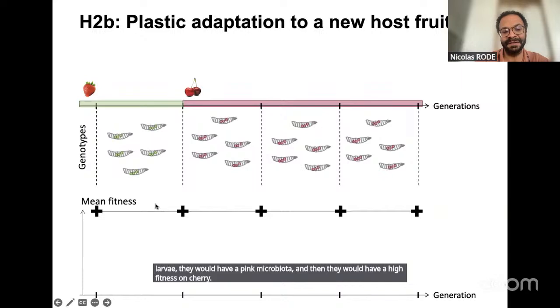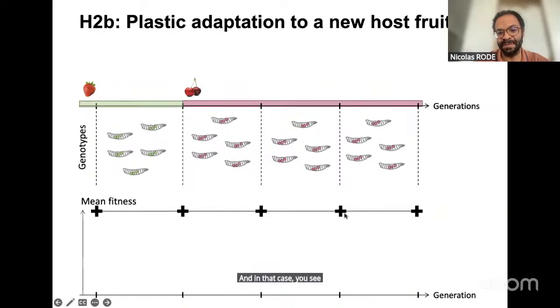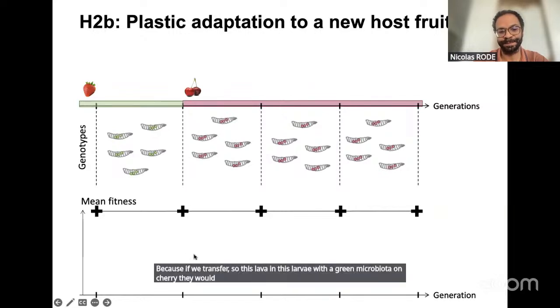And in that case, you see the mean fitness is staying the same. We still have plasticity, because if we transfer these larvae with a green microbiota on cherry, the fitness would decrease.